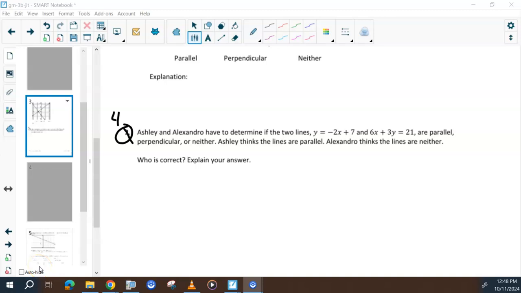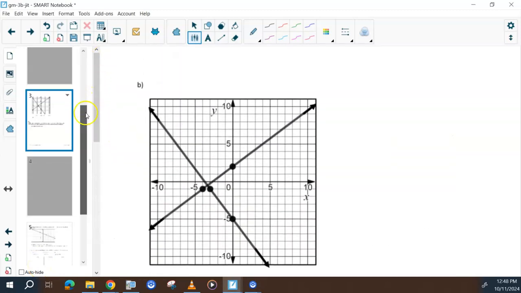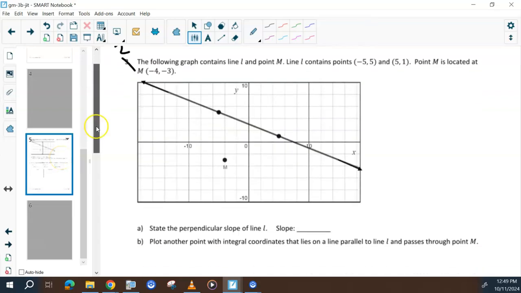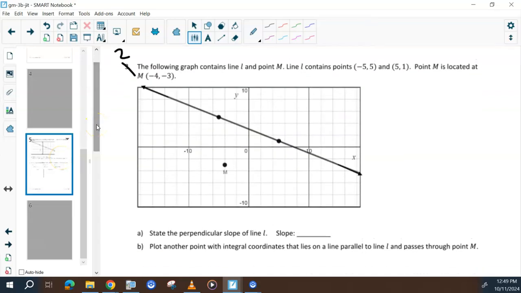I have to re-find that on my stuff. Okay, so it has 2 points graphed right now, but the scale of this graph is counting by 2s. So when this is in the middle, that's an odd number. So keep that in mind. It says point M is located right here. Again, if it's in the middle, that's an odd number.